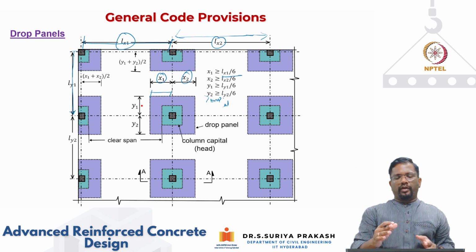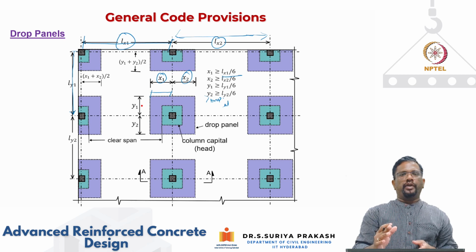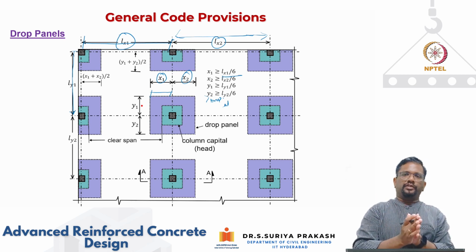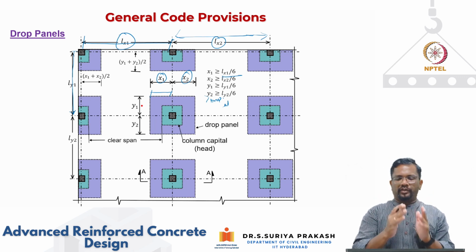Now, why these minimum dimensions? Anyway, the provision of a drop panel will help in reducing the punching shear stress. It will stiffen the area around the column, and it will also help in reducing the deflections. All these things are fine.